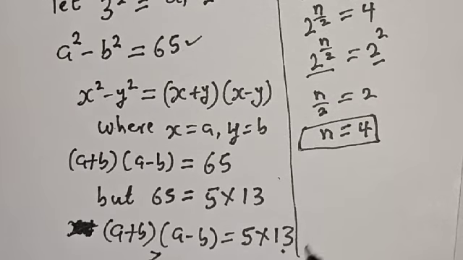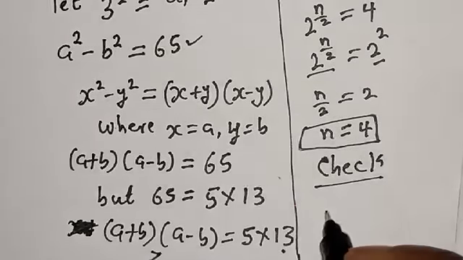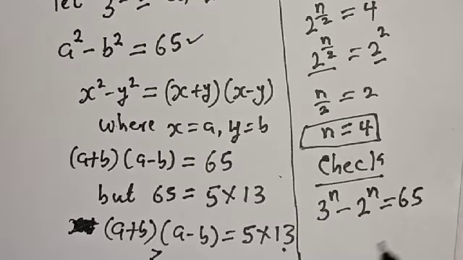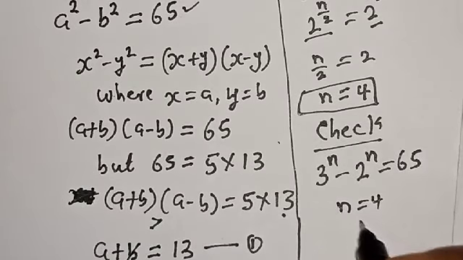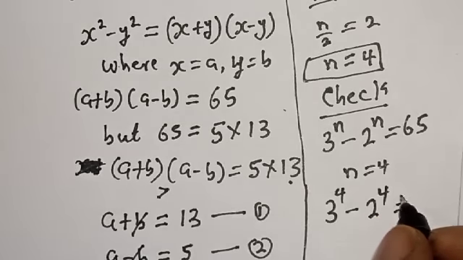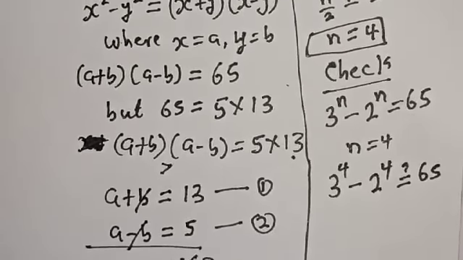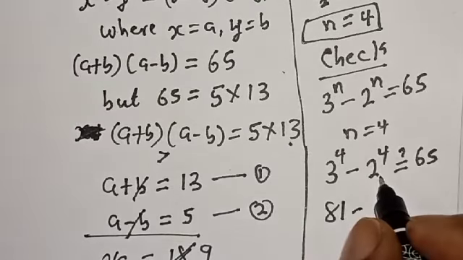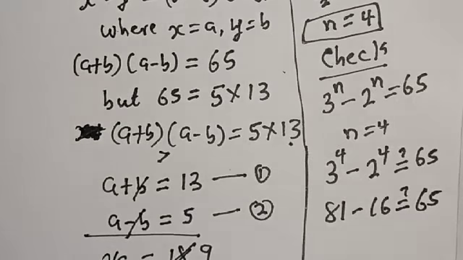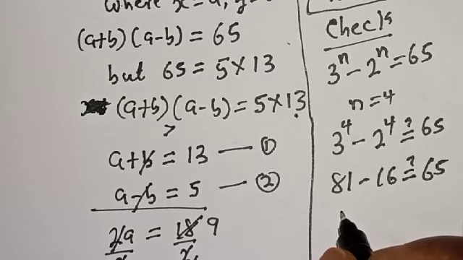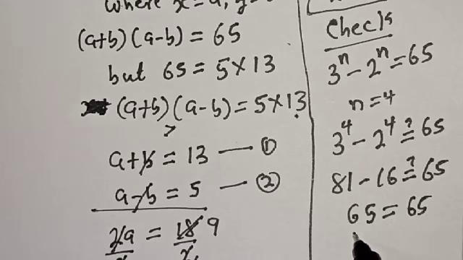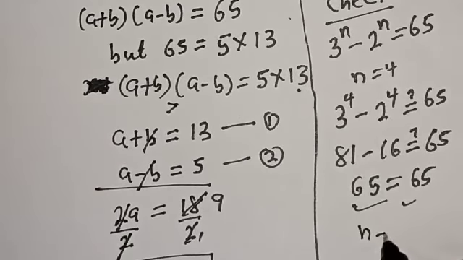Let's check to confirm if our answer is right or wrong. We have the given equation. 3 raised to the power n minus 2 raised to the power n must be equal to 65. Then n is equal to 4. We have 3 raised to the power 4 minus 2 raised to the power 4 must be equal to 65. So this is 3 raised to the power 4 is 81 minus 2 raised to the power 4 is 16. Then 81 minus 16, that is 65, which is equal to 65. We satisfy the given equation at n is equal to 4.